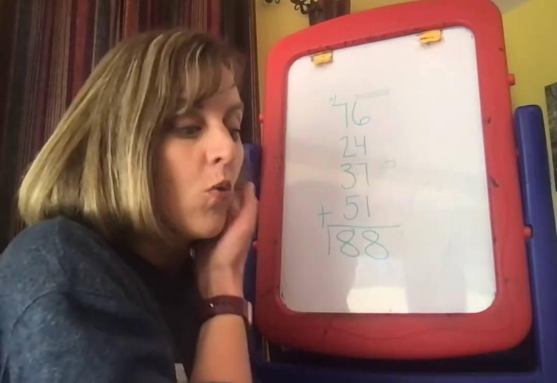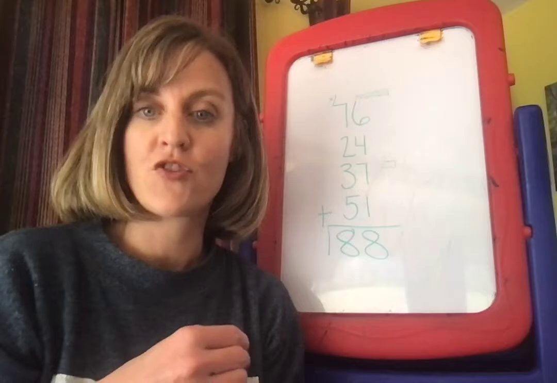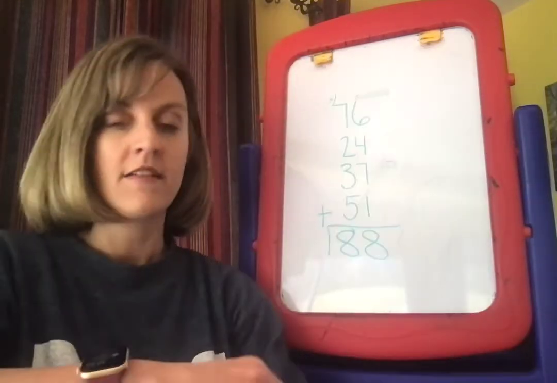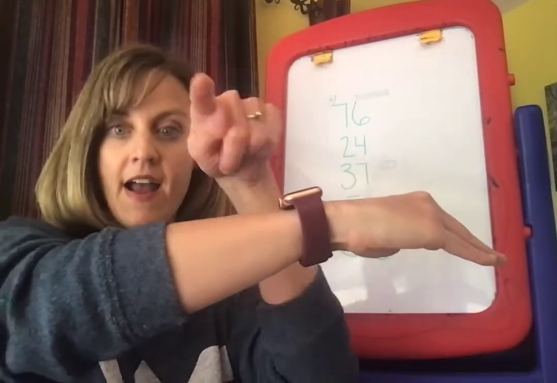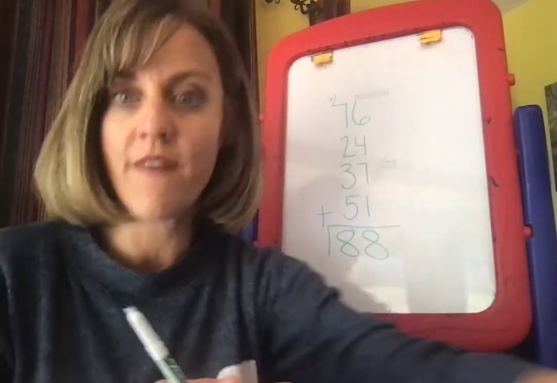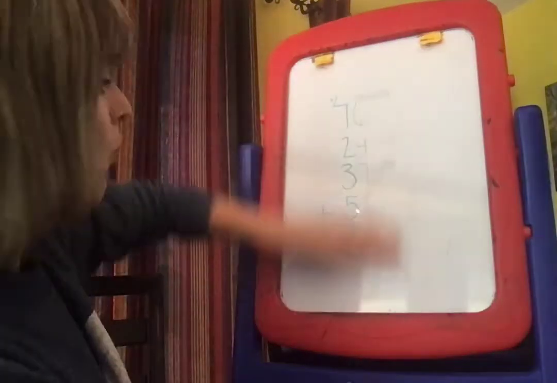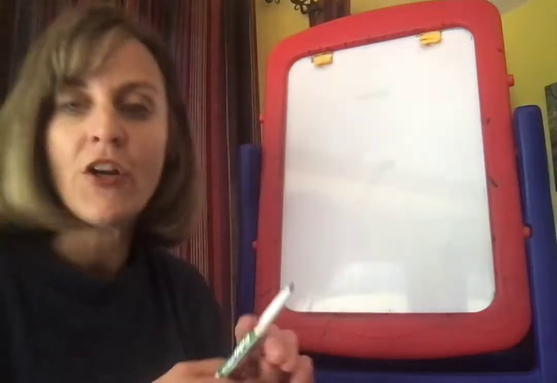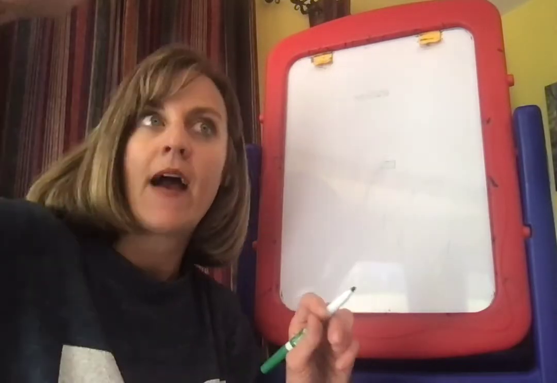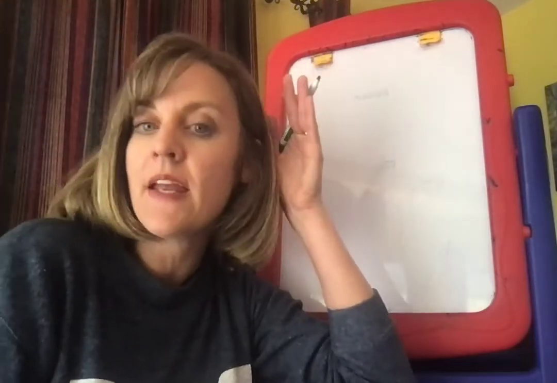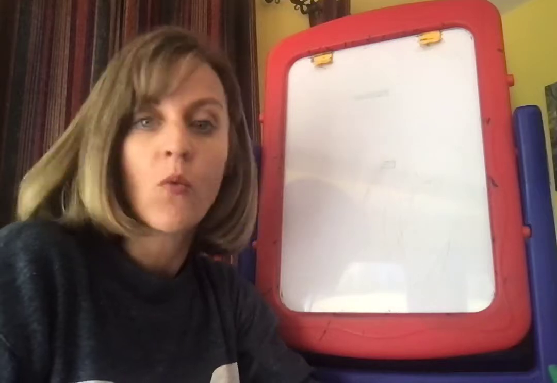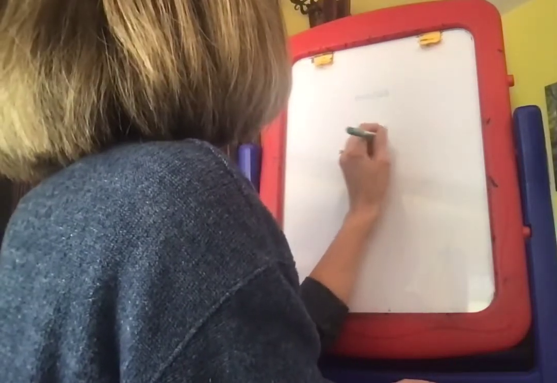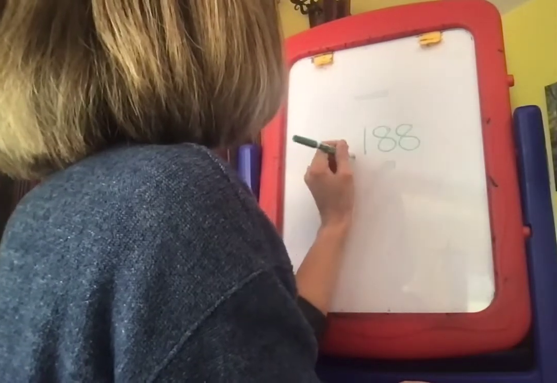Now, the next step for averaging, the first step is add. Second step is divide, right? So we're going to divide. What do we divide by? 188 divided by, how many numbers did we add together? Say it with me. 4. So we're doing 188 divided by 4.